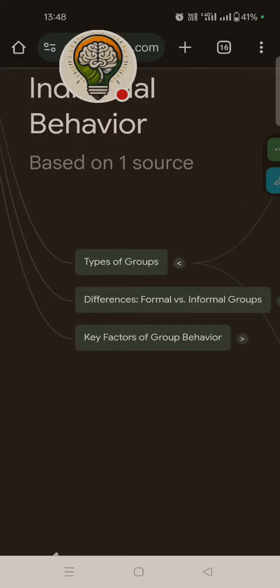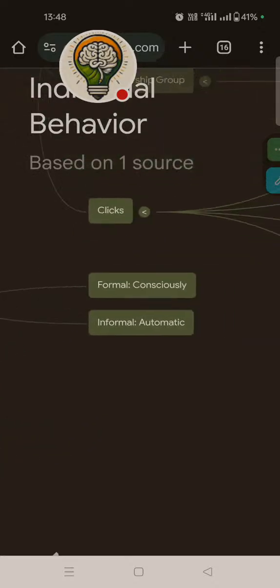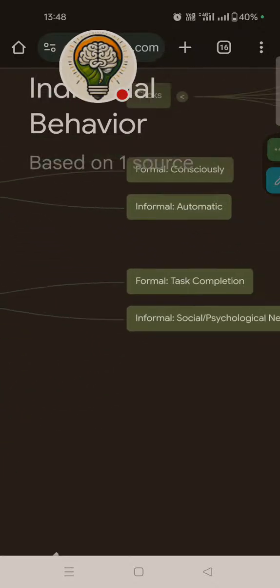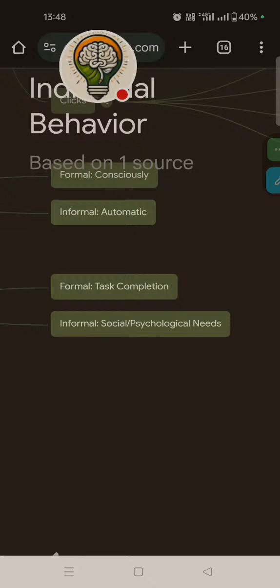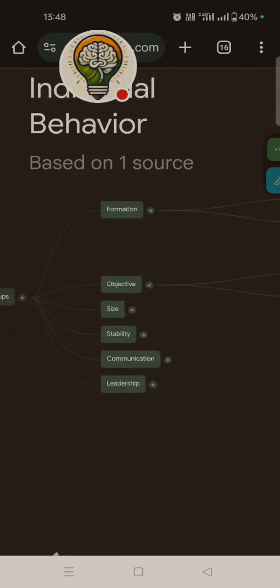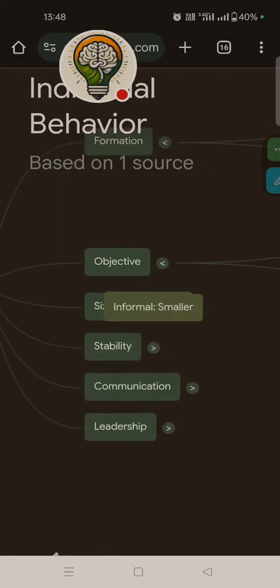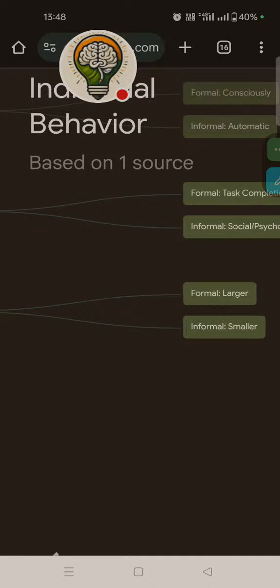Okay, then comes the difference between formal and informal groups. Firstly, the formation: formal groups are consciously built, and informal groups are automatic. Then the objective: formal groups have task completion and tasks given to them, and informal groups are social and follow social and psychological needs. Then size: formal groups have a larger size, and informal groups can have any size.